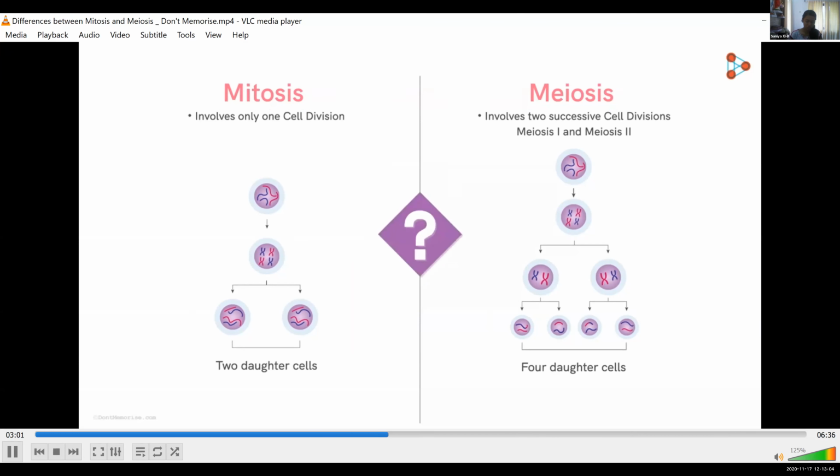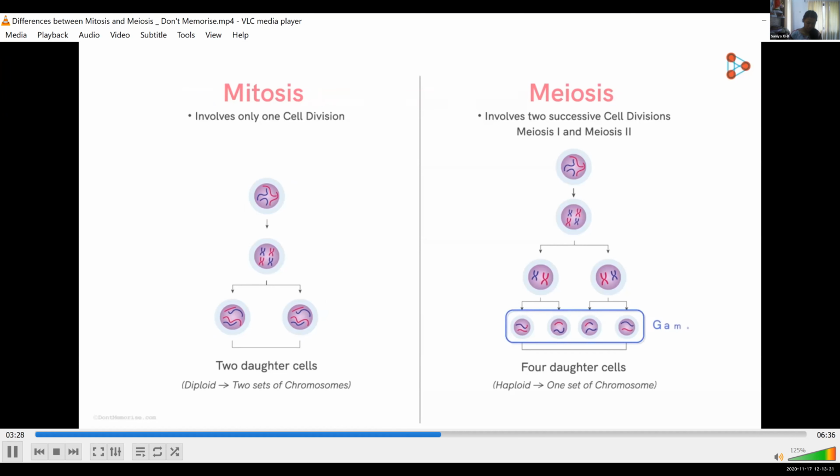And is there something remarkable that we haven't discussed yet? That's right. Now let's move on to the next major difference. This difference is based on the chromosomal number of the daughter cells. In mitosis, the daughter cells are diploid with 2 sets of chromosomes, just like the parent cell, while during meiosis, the daughter cells produced are haploid with only 1 set of chromosomes. These daughter cells are called gametes and have exactly half the number of chromosomes of the parent cells.